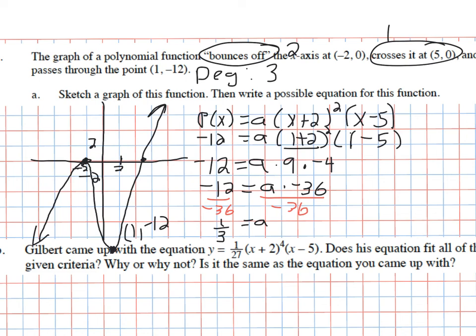So your equation, p of x equals 1/3 times (x plus 2) squared times (x minus 5). I hope you enjoy this.